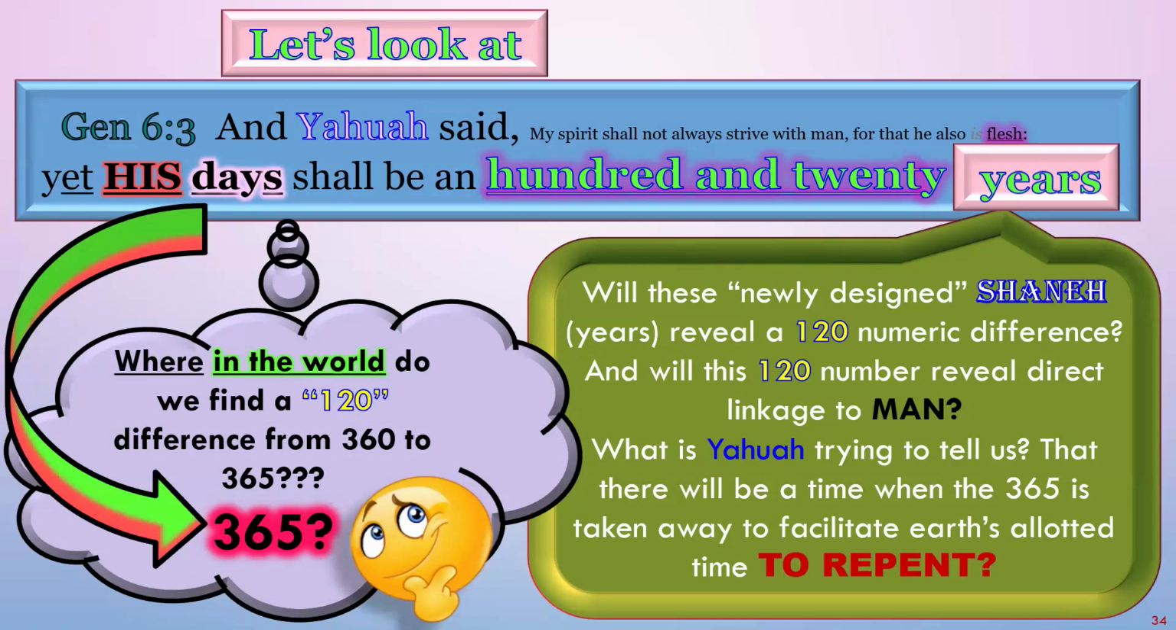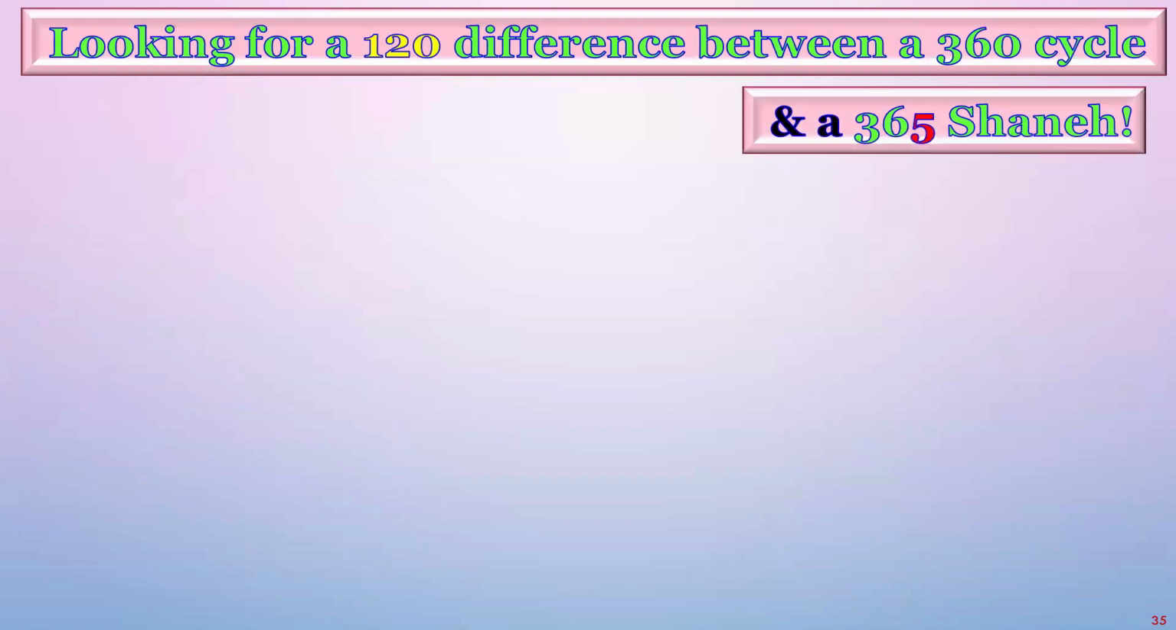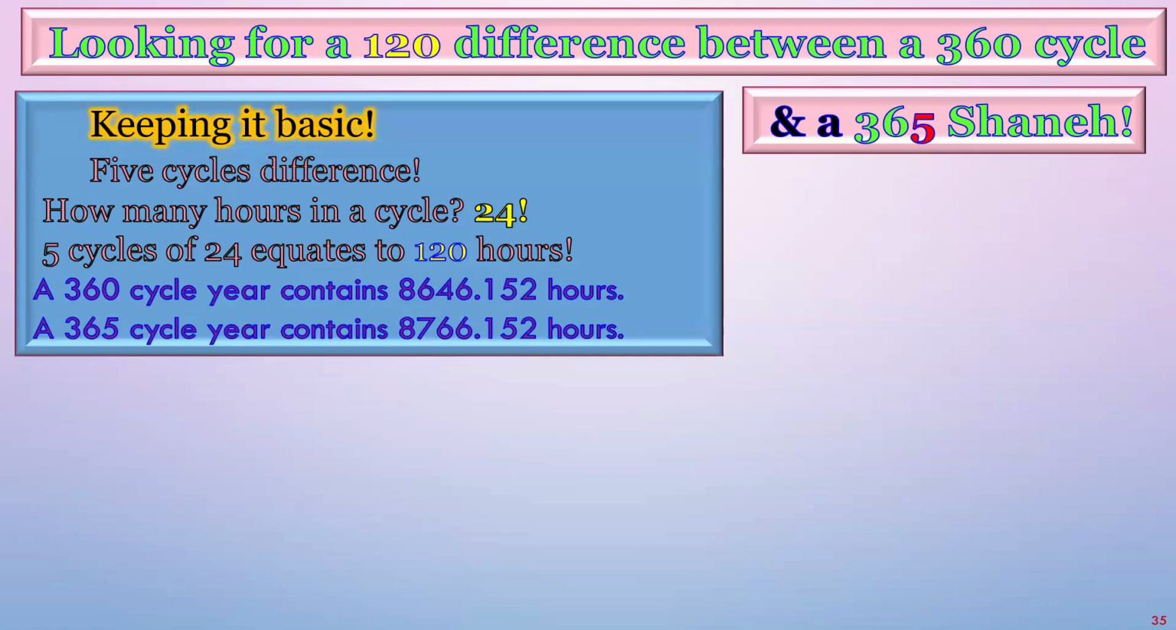Where in the world, pun intended, do we find a 120 difference from 360 to 365? Where is that difference? It's only 5 as far as I can see. Will there be a 120 number difference between the 360 year and a 365 year? That's what I'm asking. Where's that 120 coming from? What's it doing? Looking for a 120 difference between a 360 cycle year and a 365 cycle Shana year.